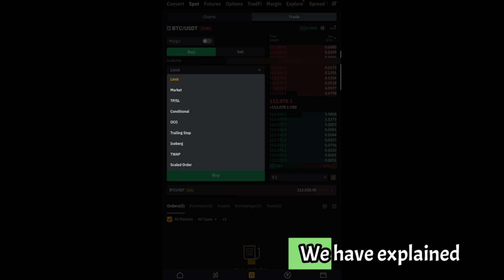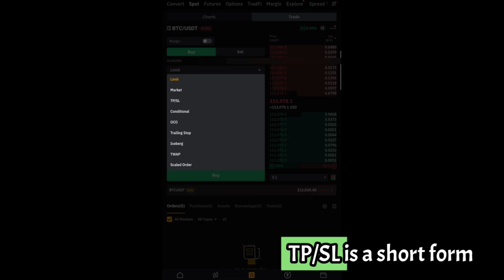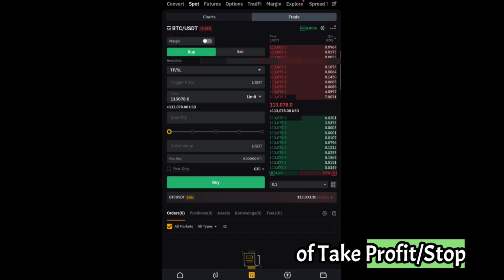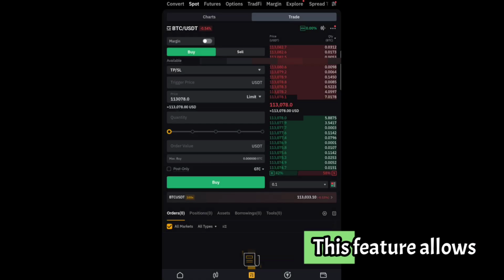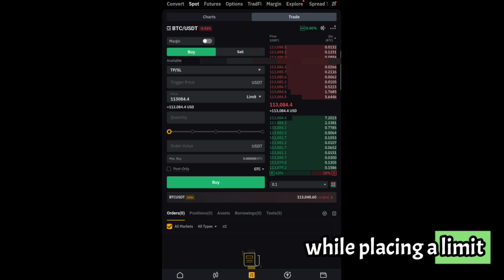Bybit has some different orders on their app. Let's check it out. We have explained limit order and market order. What is TPSL? Let's explain. TPSL is a short form of take profit, stop loss. This feature allows a preset of take profit and stop loss level while placing a limit order.